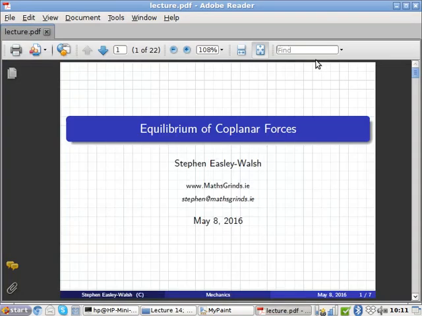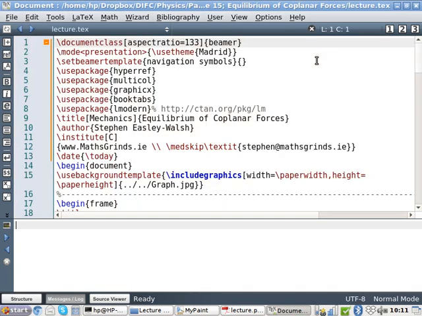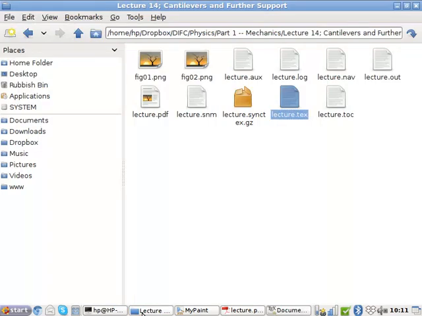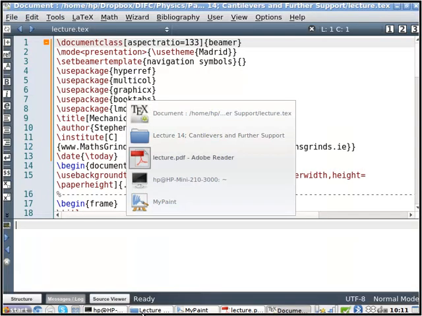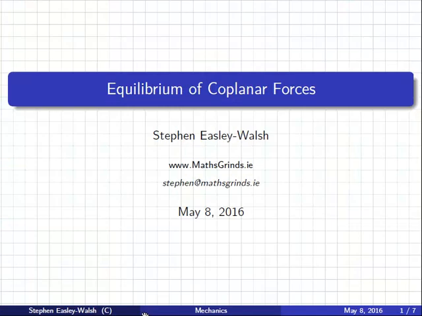Next now. Equilibrium of coplanar forces. Oops. There we go. Oh, sorry. Didn't know we were still on that. Okay, equilibrium of coplanar forces. Again, not a big lesson in terms of new material, but just like the last lesson, sometimes students find it a bit confusing.